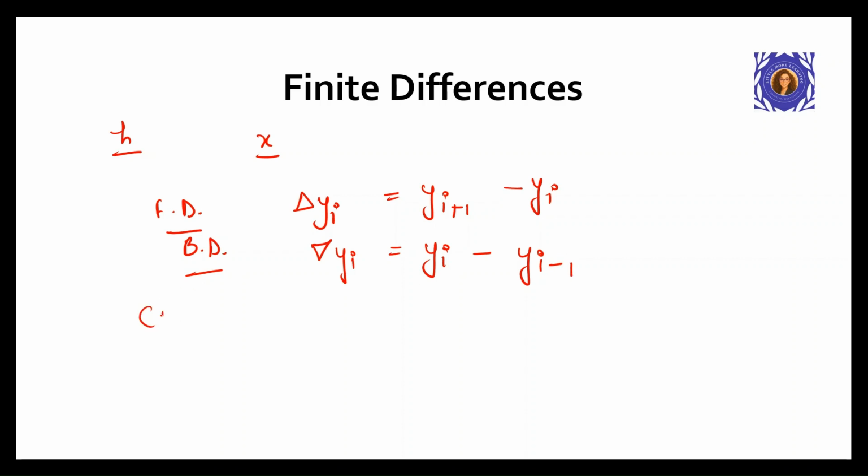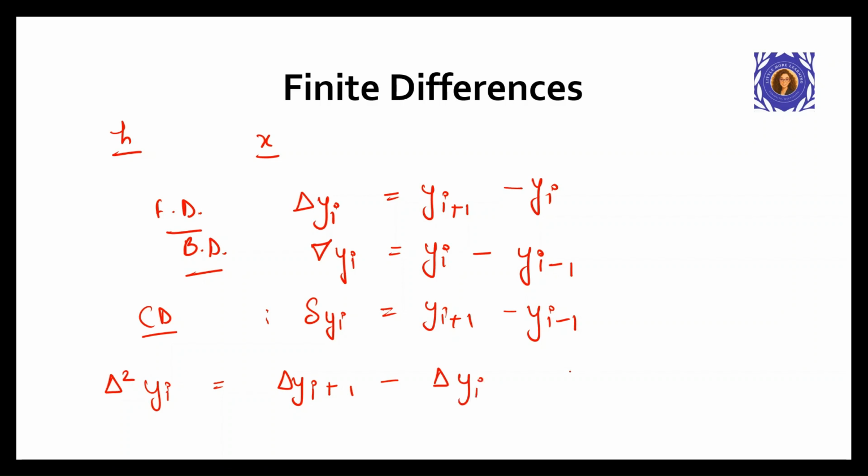And the central difference CD will be equal to yi plus 1 and yi minus 1. And if we look at successive differences, that will be delta square yi equals delta yi plus 1 minus delta yi. Whereas inverse delta square yi will be equal to inverse delta yi minus inverse delta yi minus 1. These differences are organized into difference tables for efficient computation.